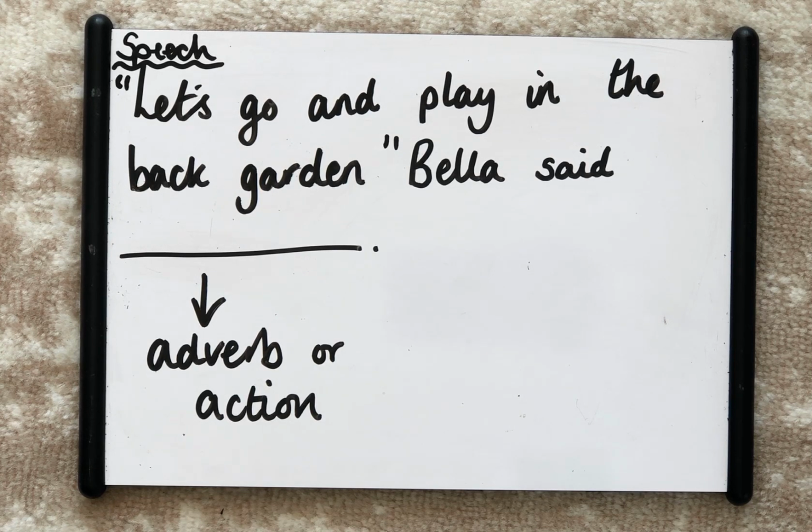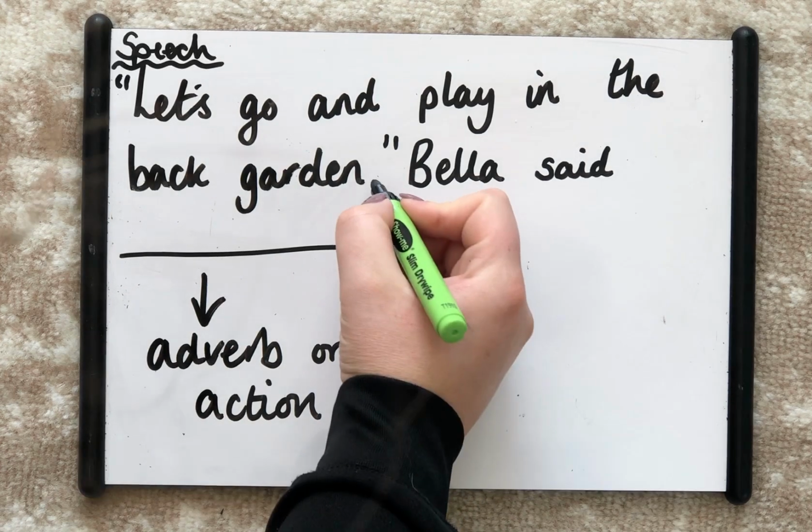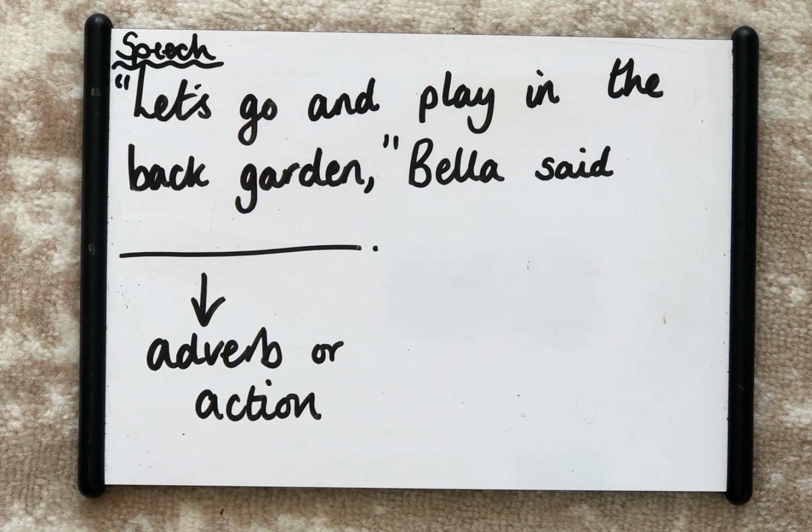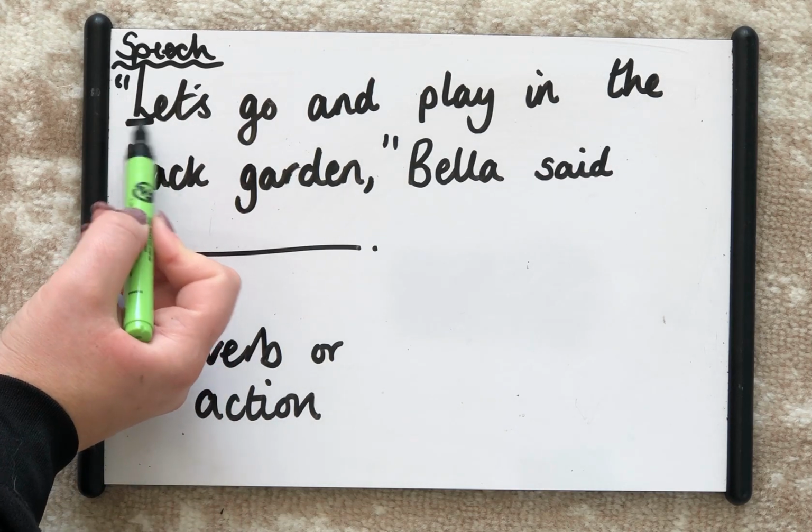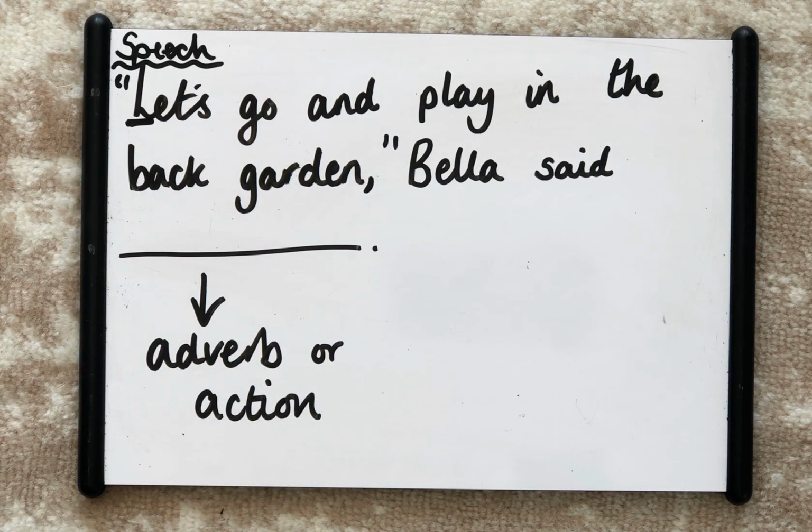Our second step is a comma. Okay, we need a comma after what she said. So after the word garden, we need to have a comma. Okay, we always start speech with a capital letter as well, regardless of whether it's in the middle of a sentence or anything like that. Speech always starts with a capital letter.